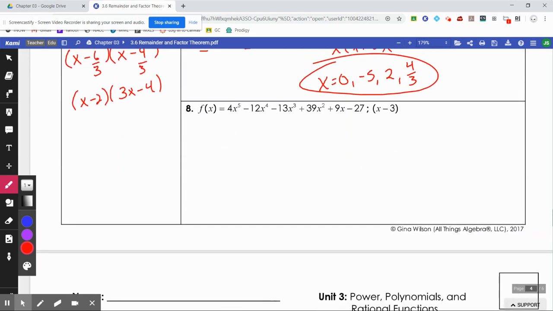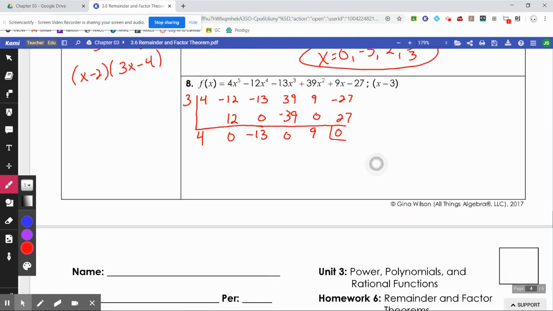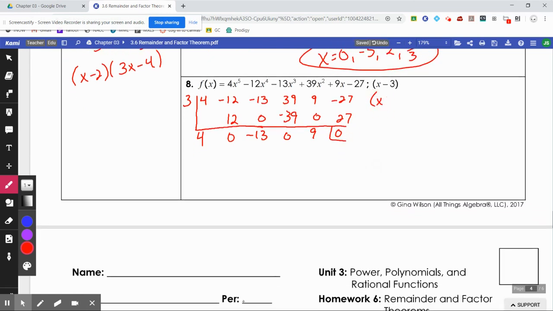And the last one, 3 is a root, which means f of 3 is 0. So let's try 3. Let's see, we're going to do 4, negative 12, negative 13, 39, 9, and negative 27. That's a long problem. Bring down the 4. You get 12, negative 12 and 12 is 0, 0, negative 13, negative 39, 0, 0, 9, 27, 0. So my remainder is 0. So I divided by x minus 3.